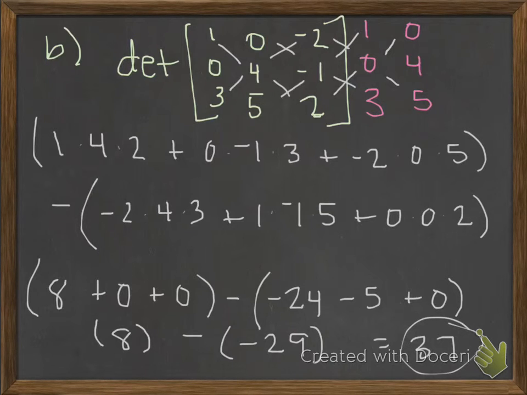So the next thing that we're going to have to do is find the inverse of any given matrix, and you need to know how to find the determinant for any given matrix. We're typically just going to stick with inverses of 2 by 2s instead of 3 by 3s.